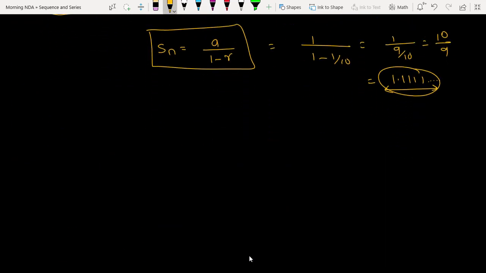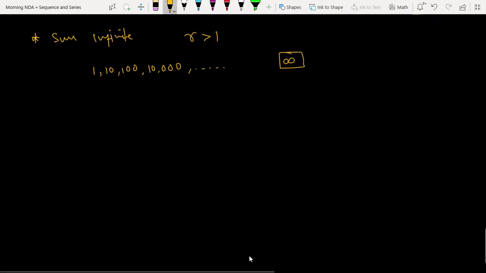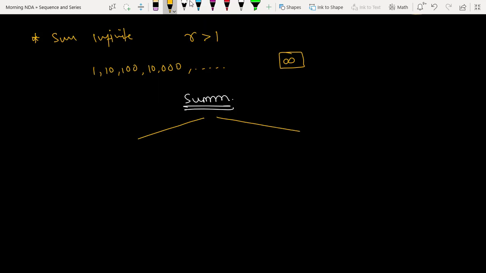Okay. Can you tell me what is the sum to infinite terms when r is greater than 1? So this would not be possible. Of course, if you take a question like 1, 10, 100, 1000, what sum are you getting? I am saying infinite terms, so it is infinite only. Okay, so the summary is, in this way we are writing, when r is greater than 1 and when r is less than 1.